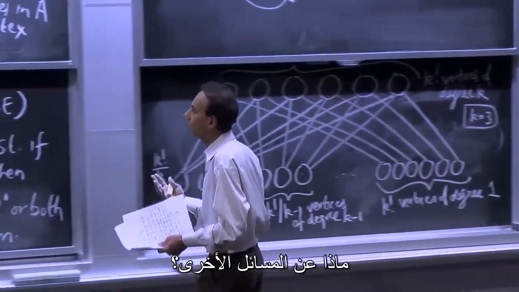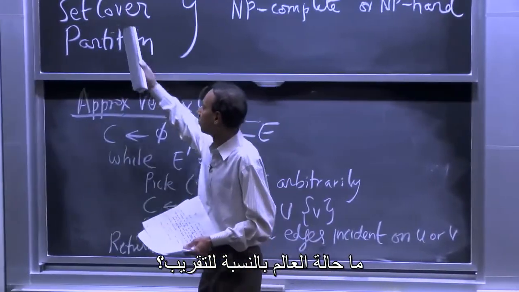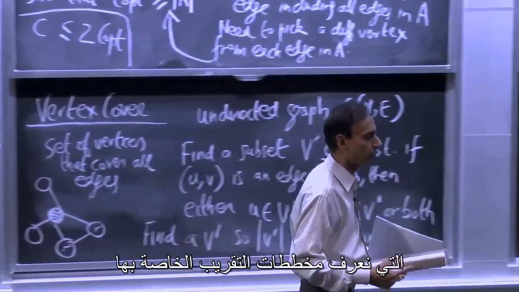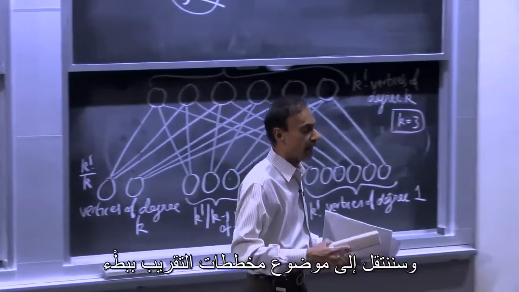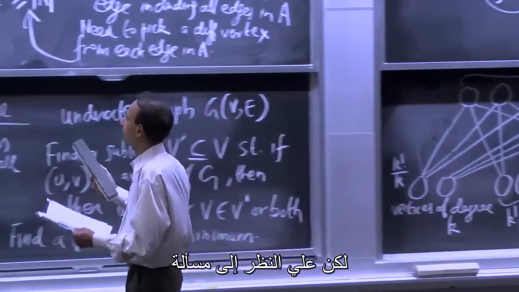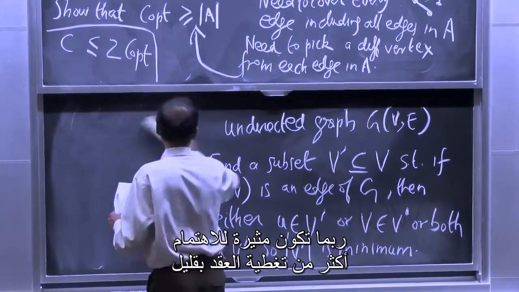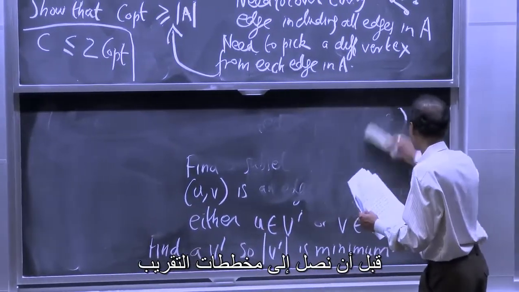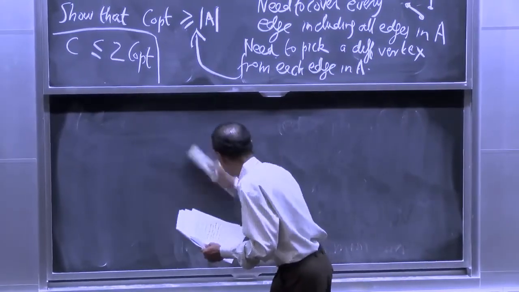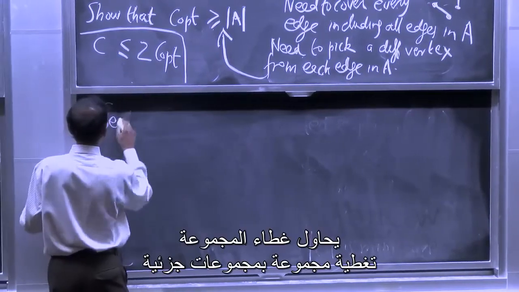So what about other problems? What's the state of the world with respect to approximation? There's lots of NP-complete and NP-hard problems for which we know approximation schemes. And we'd like to move towards approximation schemes slowly, but I'd like to look at a problem that perhaps is a little more compelling than vertex cover before we get to approximation schemes, and that's what's called set cover.